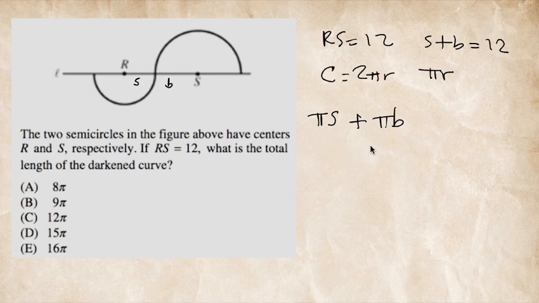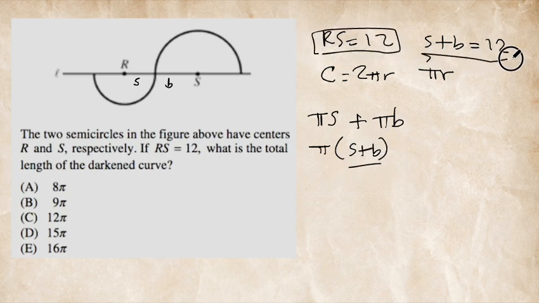Now we can simply factor out pi and say pi times S plus B, and it's given to us that RS is 12, or S plus B is 12, so it's simply 12 pi, which is our answer here, C. So again, the tip here is the same thing. If it's a circle, figure out the radius, go with the flow, just do the math, and then you'll see how the information given helps you solve the equation at the end.